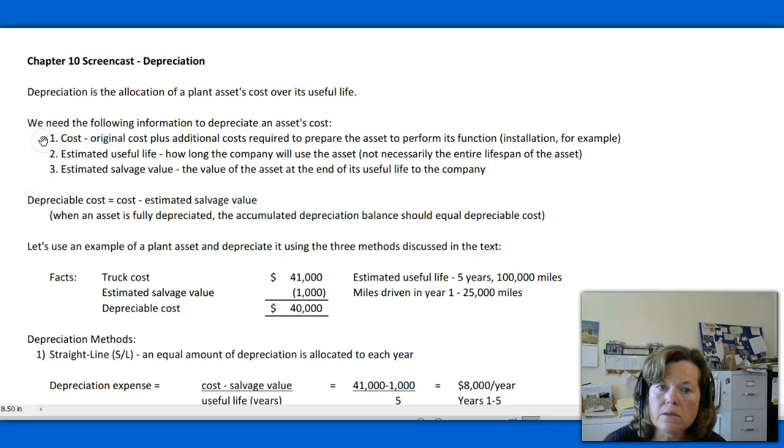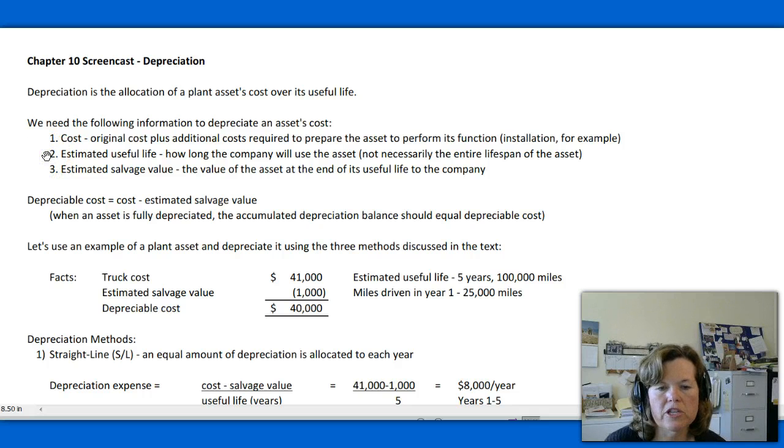First, we need the cost, and that would be the original cost of the asset plus additional costs required to prepare the asset to perform its function. For an example, if we had some installation costs in order to get the asset up and running, we would also include those in the cost.